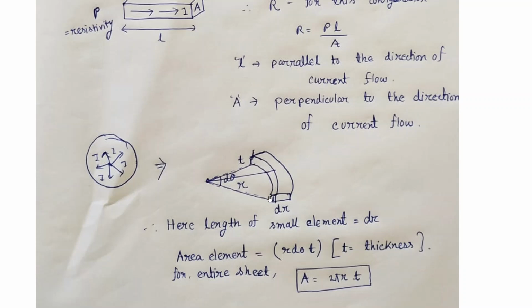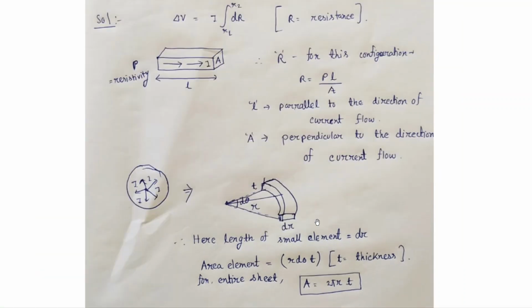So what is this cross sectional area? This is r d theta, the arc length, into t, where t is the thickness. Theta has nothing to do with r, so you can integrate d theta. You can consider the whole sheet of perimeter 2 pi r, and you multiply it by the thickness to get the cross sectional area. So I is flowing through a small length element dr, and the cross sectional area is 2 pi r into t. Now you have figured out the small length element and the cross sectional area, so your problem is almost solved.